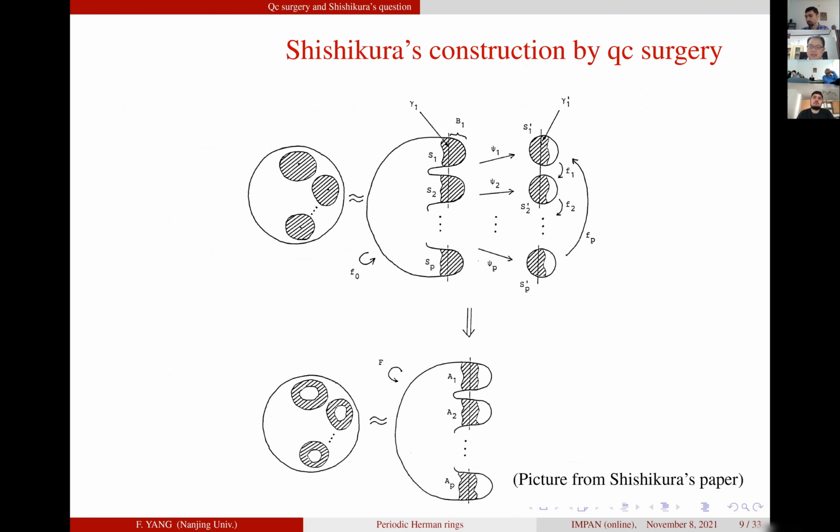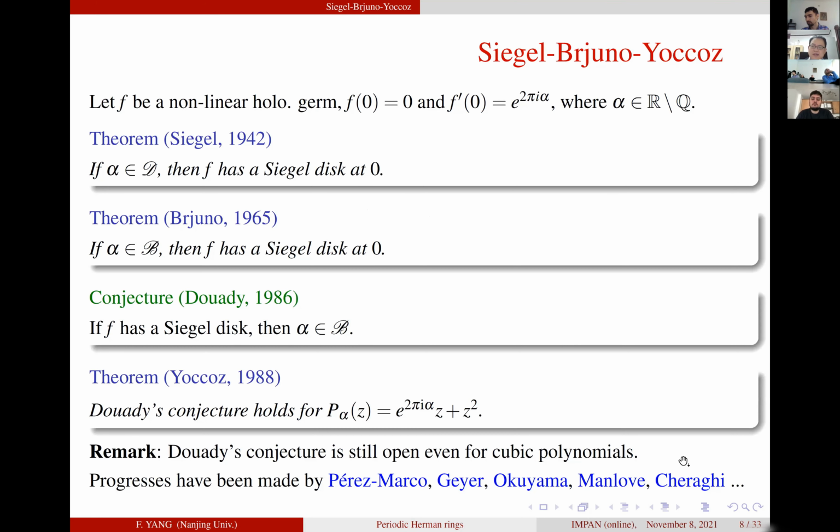Oh, sorry, I should say Shishikura's result does not depend on Yoccoz's result, because his result relies on inner Shishikura's parabolic renormalization. The results of the others depend on Yoccoz's result, but Shishikura's result does not. He also gives an independent proof of this result for high type numbers.